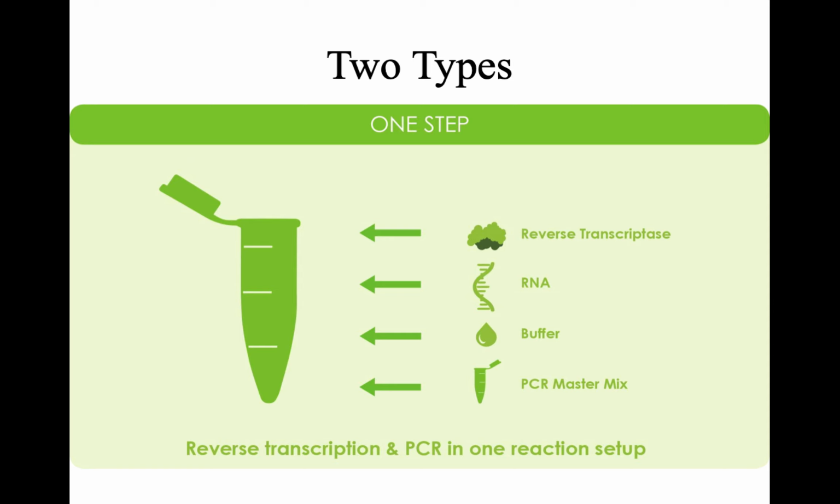For this purpose, all the components, which include the enzyme reverse transcriptase, RNA, buffer, and PCR master mix, everything is going to be added into a single reaction tube. So that both the reverse transcription, which is the production of the cDNA, and also the amplification of the cDNA in the PCR, can be done in the single tube in the one-step process.